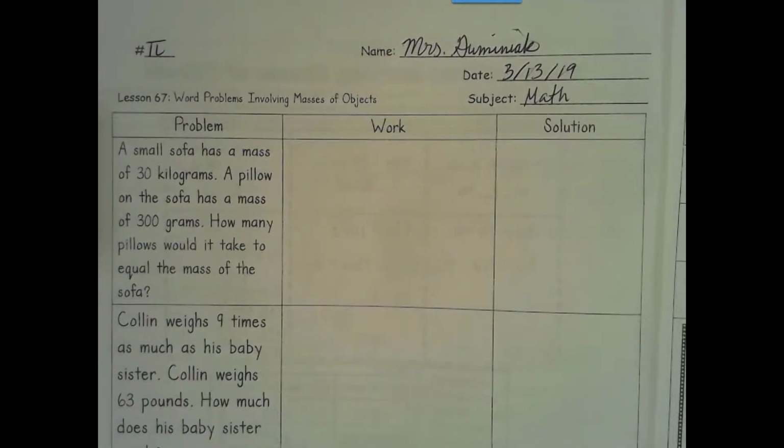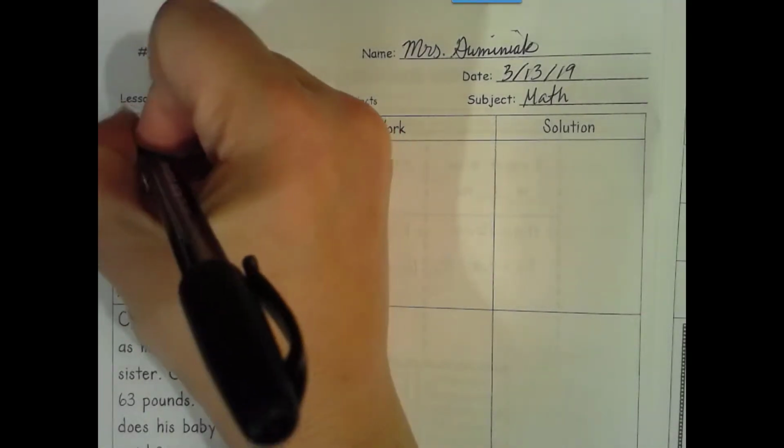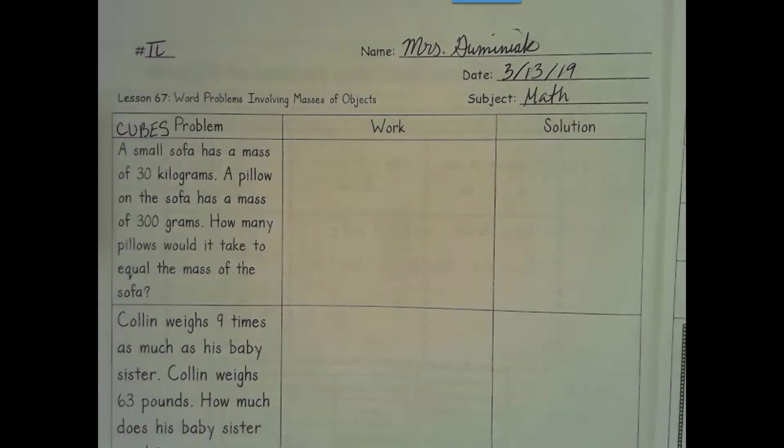All right, so we're going to look at those cubes: circle our numbers, underline our question, box keywords, eliminate unnecessary information, and solve. That's our annotating for our word problems.